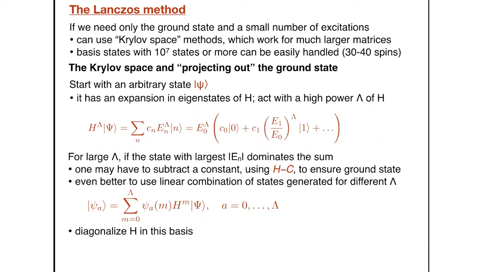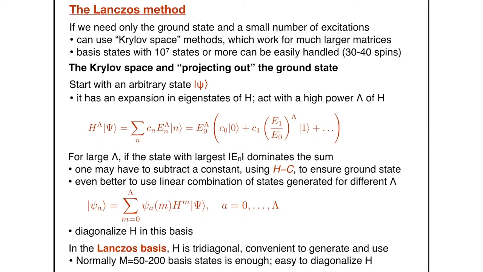You only have to make this basis, and you have to diagonalize H in that basis. And it turns out that in this Lanczos basis that I will talk about, H has even a very simple form. It's actually a tri-diagonal matrix, which means that it has the non-zeros on the diagonal and the two sub-diagonals. That's not really so important when it comes to diagonalizing it, but it makes it very convenient to work with.